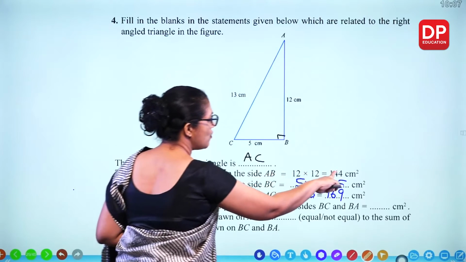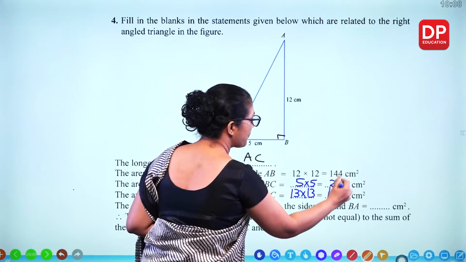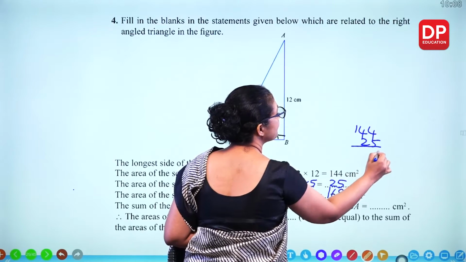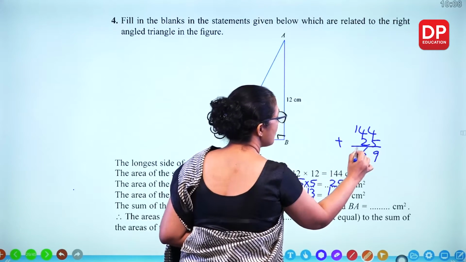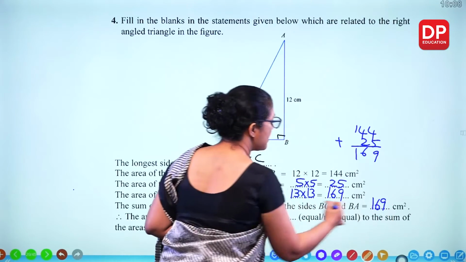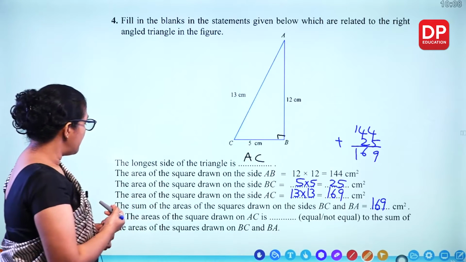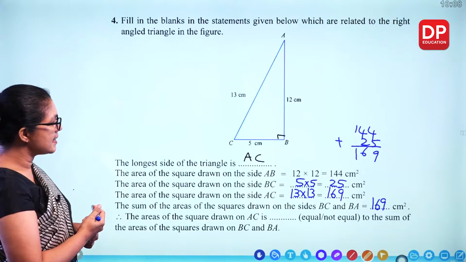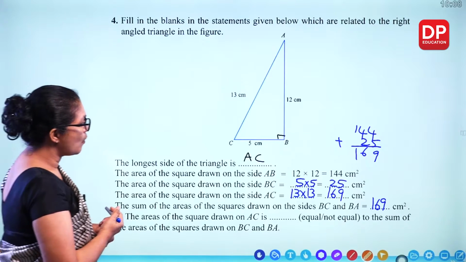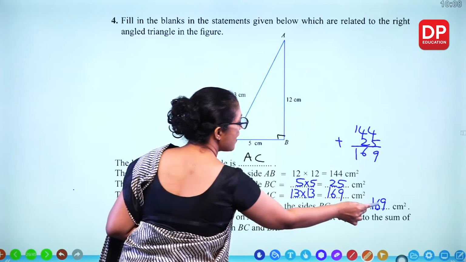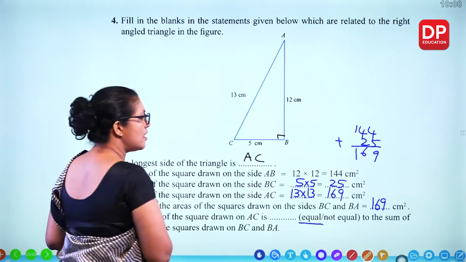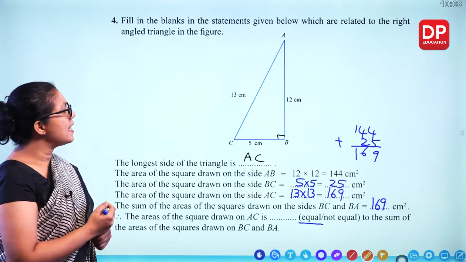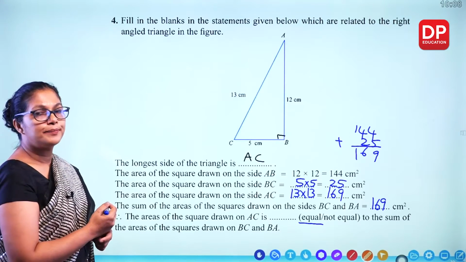The sum of the areas of the squares drawn on the sides BC and BA. BC and BA, when you add, you get 144 plus 25. You get 169. Therefore, the area of the square drawn on AC is equal, because this is also 169, equal to the sum of the areas of the squares drawn on BC and BA.